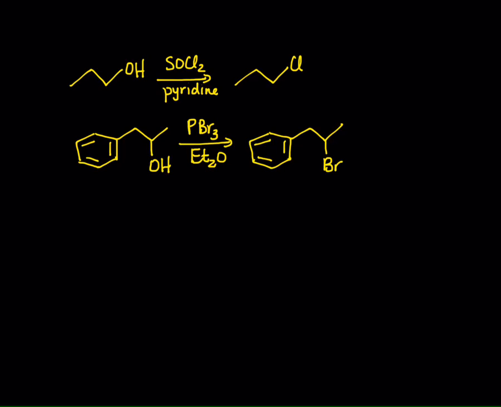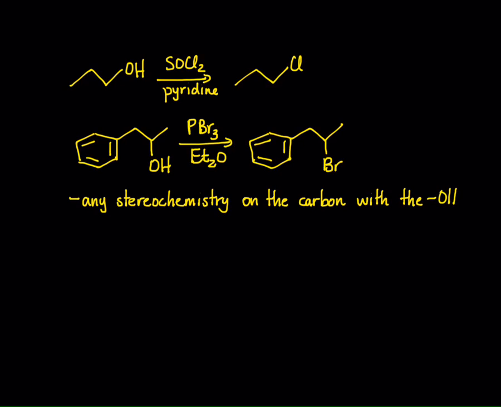And simply recognizing PBr3 is going to substitute the OH for a bromine, right? Now, one aspect that we really haven't talked that much about is stereochemistry. And one important thing to understand is, well, what happens to the stereochemistry of a stereogenic carbon if it has an OH group? And unfortunately, with all of the reactions so far, any stereochemistry on the carbon with an OH is racemized, right? So why is that?